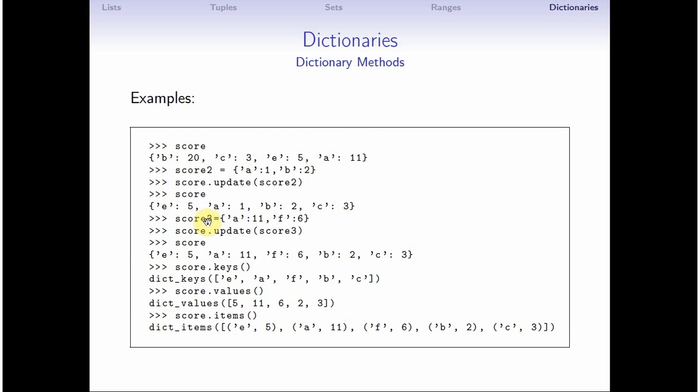Assume score3, and I update with score3. What do we do? Replace the A with 11 because the existing one has A. However, here there is no F, so you add in a new one with 6. So with update, if there is an existing key, you replace; if not, you add in. If you want to find dot keys, it will give you all the keys. Dot values will give you all the values. Dot items will give you all the tuples of the key and each corresponding value.